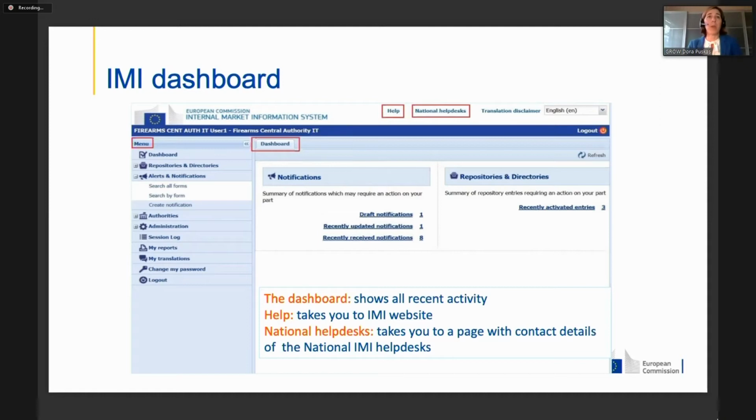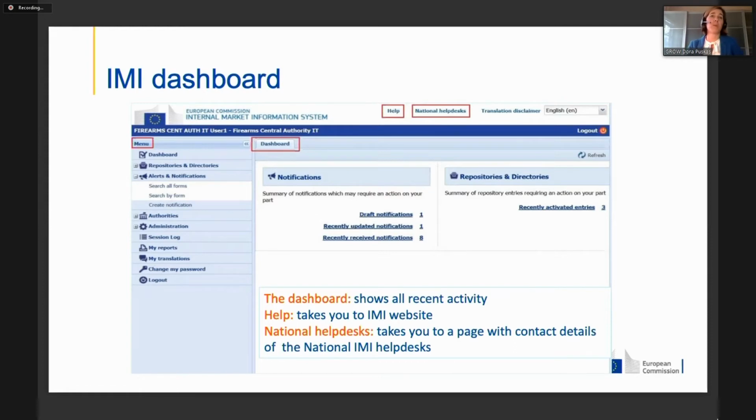So on the left-hand side, you see the menu with different menu options. What are those? Depending on which modules you, as a competent authority, have access to, it may look totally different. Should you have access to only one, let's say the new posting of drivers, there will be a dedicated menu option for that posting of drivers.